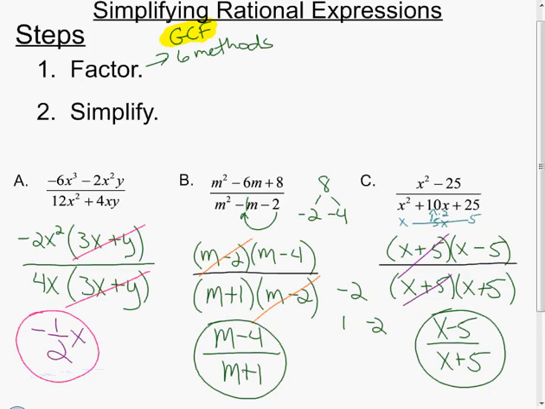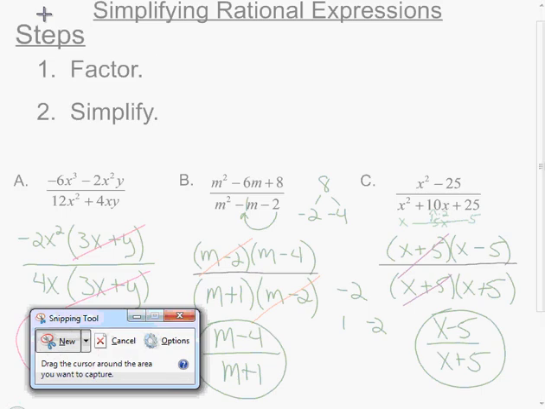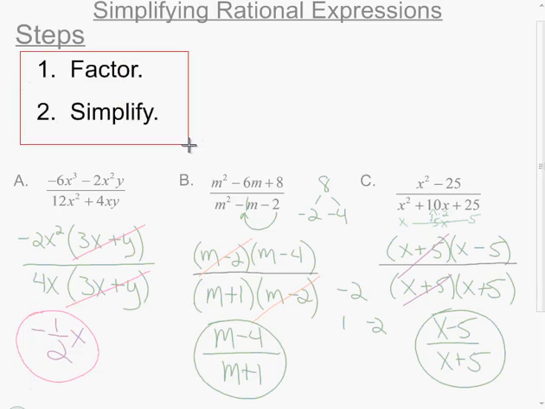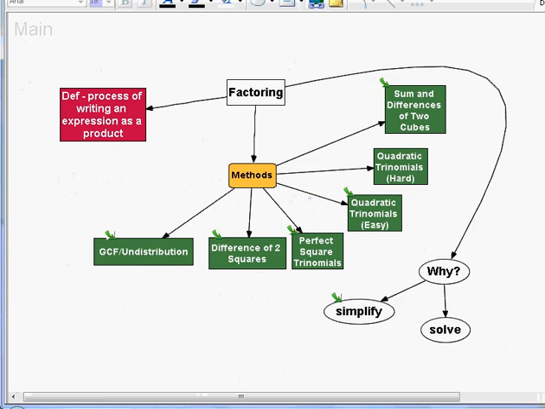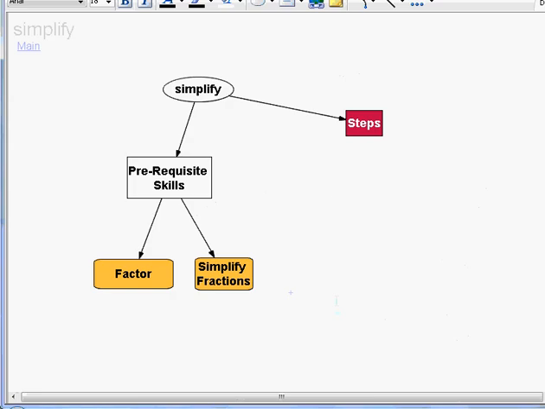Okay? So again, the steps that we want to reiterate here are that we factor and we simplify. Okay? And I'm going to take a quick screenshot of them and add them over to our concept map, and then we will in fact be done with that. So again, the steps are to factor and simplify, and they are just to be repeated over and over and over as best you can until you master it.